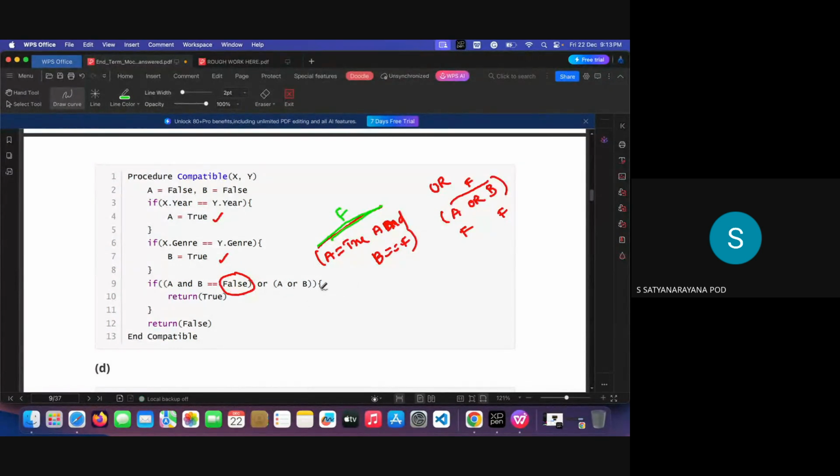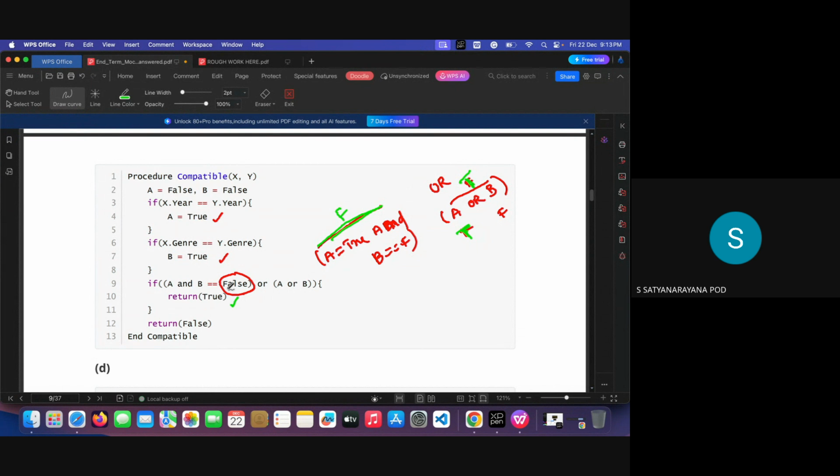Now the OR case. Consider A is true and B is false, because the same values are repeated, no? A is true, B is false. True or false, what does it return? True only. Am I right? Now false or true, what does it return? True, sir. So this one works.